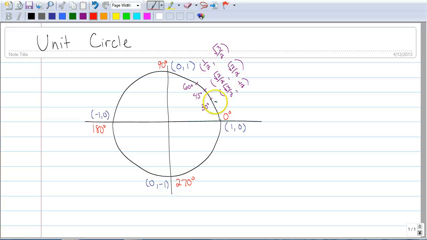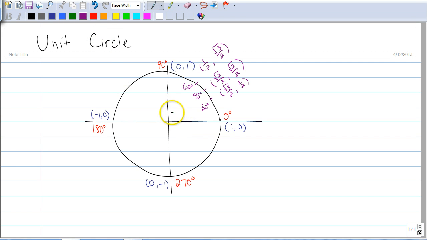So the cosine of 30 degrees is square root of 3 over 2. The sine of 30 degrees would be 1/2. The 45 degree angle is really easy to remember. It's square root of 2 over 2 for both the cosine and the sine of 45 degrees. The cosine of 60 is 1/2, and the sine of 60 is square root of 3 over 2. So you want to memorize those, and we're going to talk about how these 3 quadrants relate to quadrant 1.